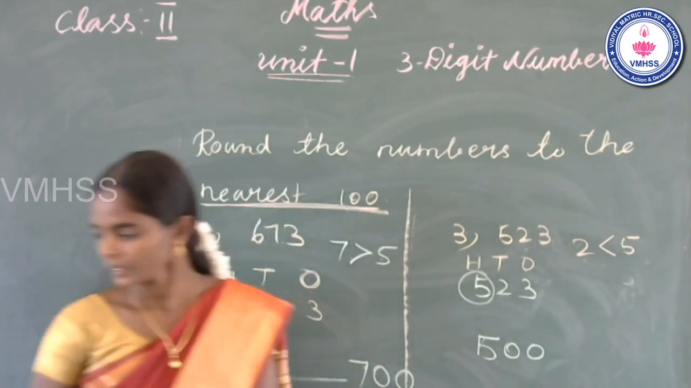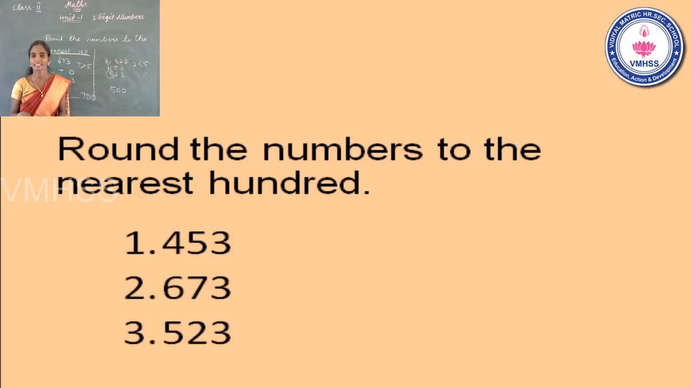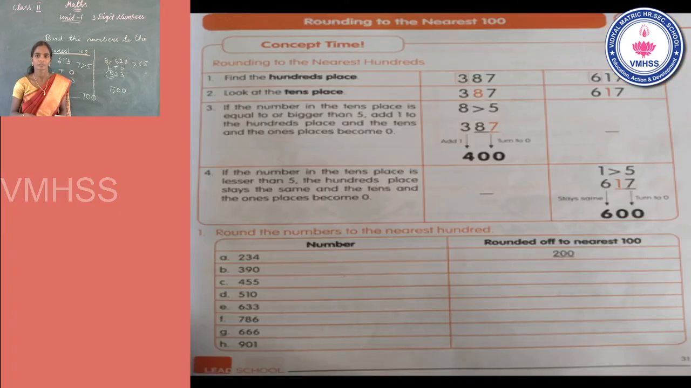Dear students, next look at the next slide. Worksheet number 27. This is the same method. Round the numbers to the nearest 100. The first answer is already done for you. Use this method for the rest. This is homework. Worksheet 27 is homework.